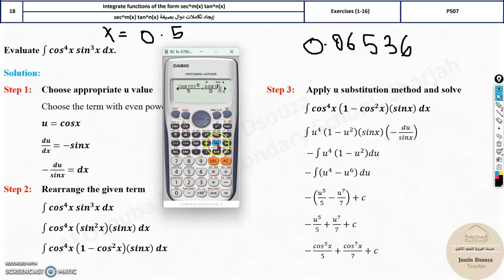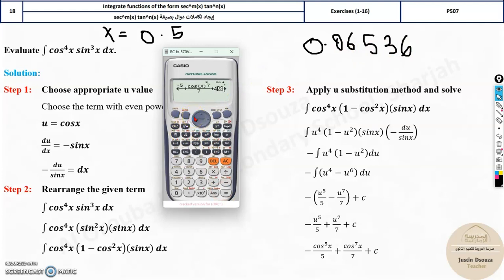It's the same thing. Cos x, that is alpha and x, close the bracket, to the power 7 divided by 7, and plus c. C is any constant. You can write anything or you can leave it blank. It's the same thing. I'm just writing to show you that it does not make a difference. 0.5. The answer is the same thing, whatever we got.